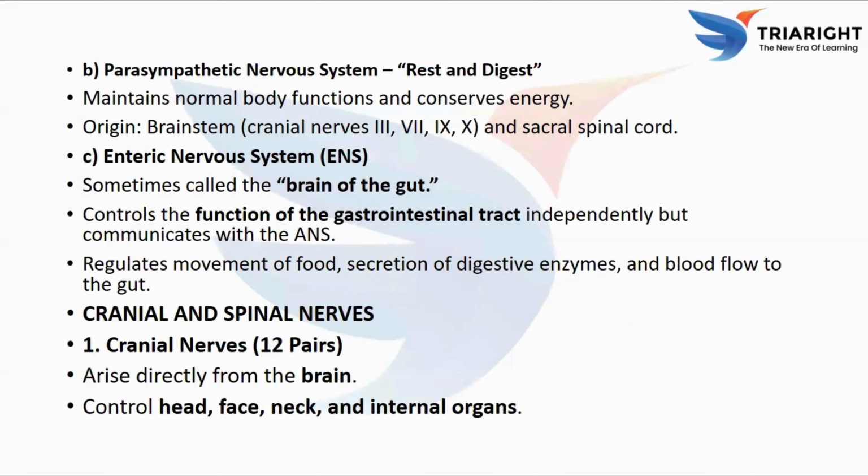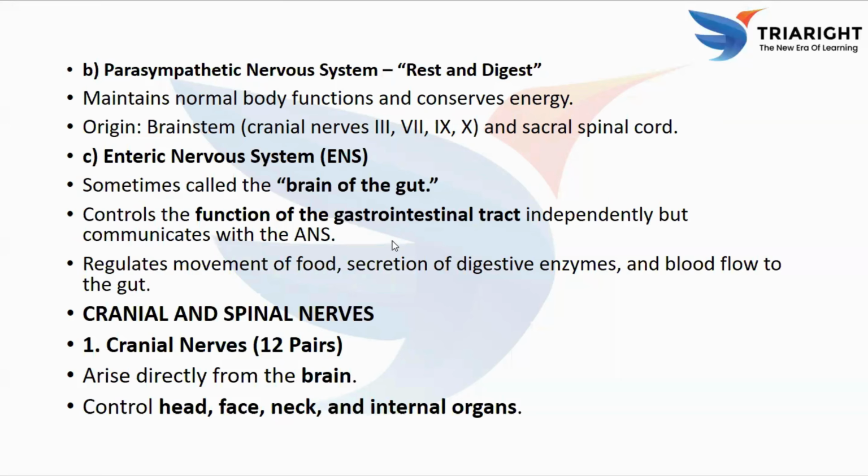This system helps the body to relax and recover after stress. It conserves energy and maintains normal body functions like digestion, urination and gland secretion. So what is the origin of the parasympathetic nervous system? It originates from the brainstem through cranial nerves 3, 7, 9 and 10, and from the sacral spinal cord, which is the lower part of the spinal cord. So what are the functions of the parasympathetic nervous system? They slow the heart rate, increase dilation, and promote relaxation.